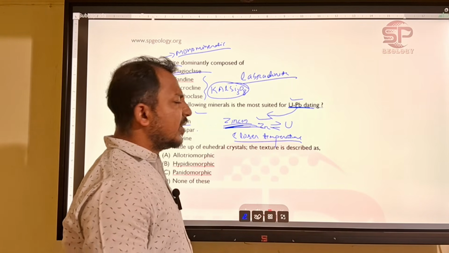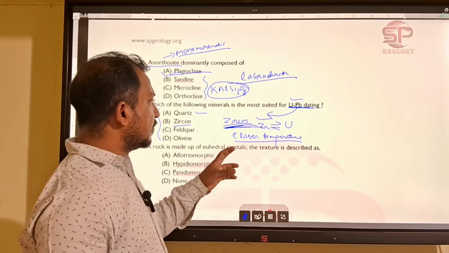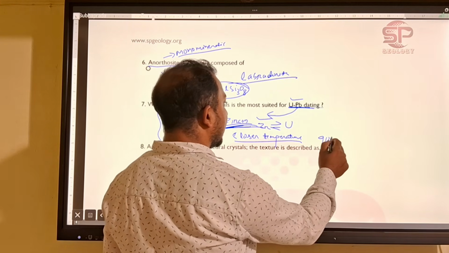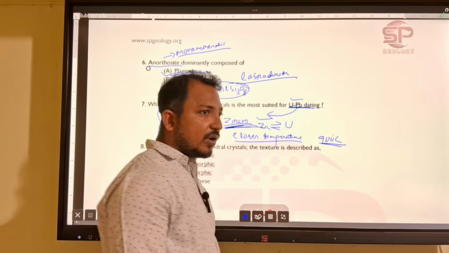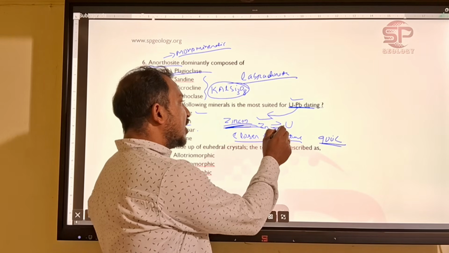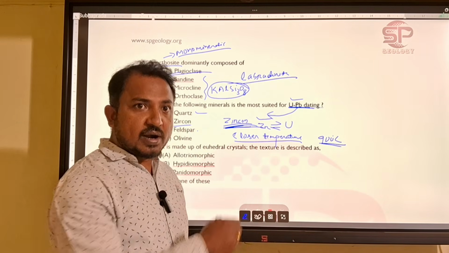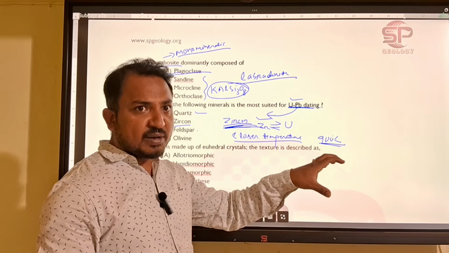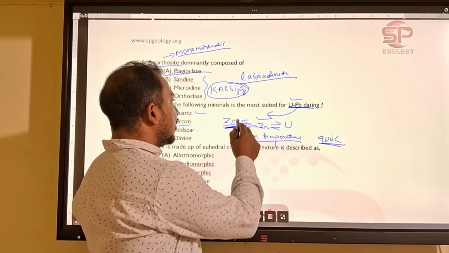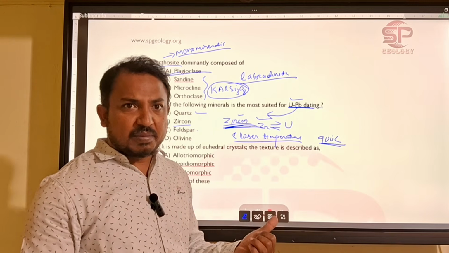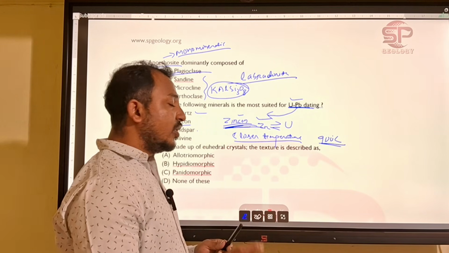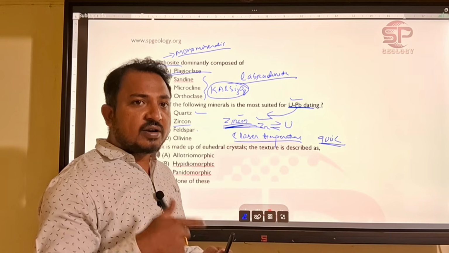So closure temperature, or you can say blocking temperature, where uranium is incorporated into zircon, is approximately 900 degrees centigrade. That means uranium incorporated into zircon can be stable up to 900 degrees. That's why during high-grade metamorphism, which is up to 700, 800 degrees, uranium will still be within the zircon. It will not be released from the zircon.